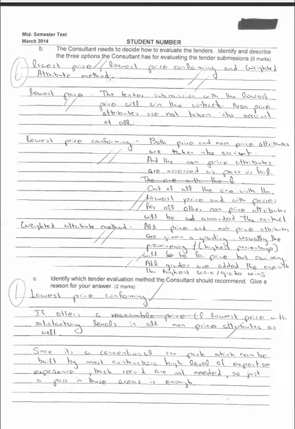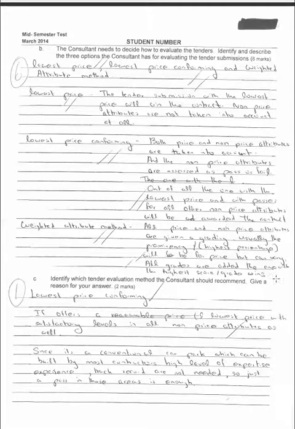4B was what are the different types. Once again, this was a bit of a give me, and I was really surprised that a lot of people didn't do this very well. It was basically just regurgitating what you did in class. Most people lost marks in the descriptions. Most people could tell me these three things: lowest price conforming, weighted attribute, but you didn't describe it very well.